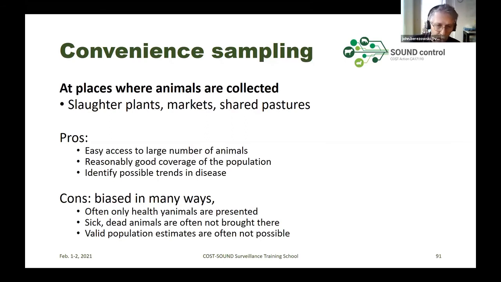And of course, the problem with this is that it's biased in many ways. Only healthy animals are presented to slaughter, for instance. Sick, dead animals often don't make it into surveillance systems, especially if they're not animals that are worth a lot of money. So valid population estimates are often not possible.